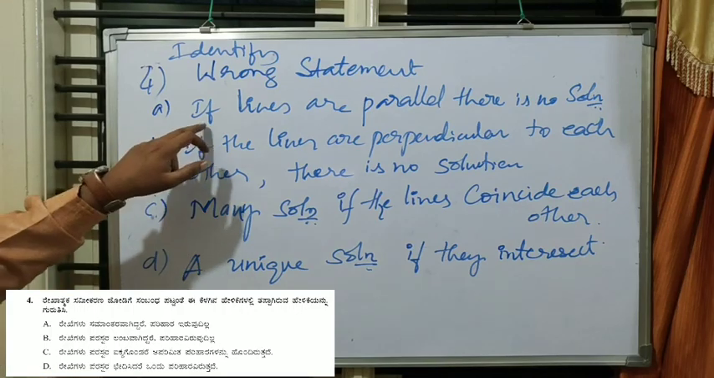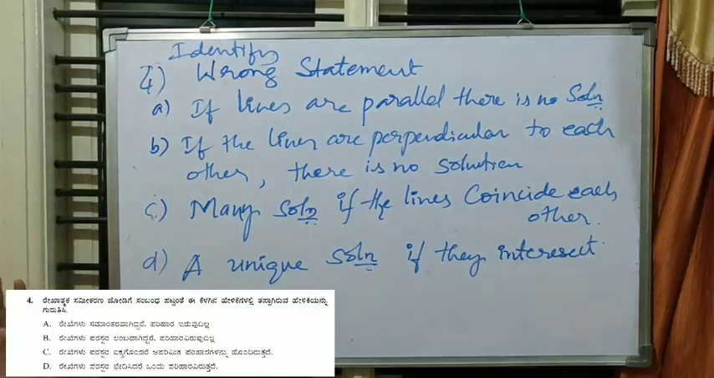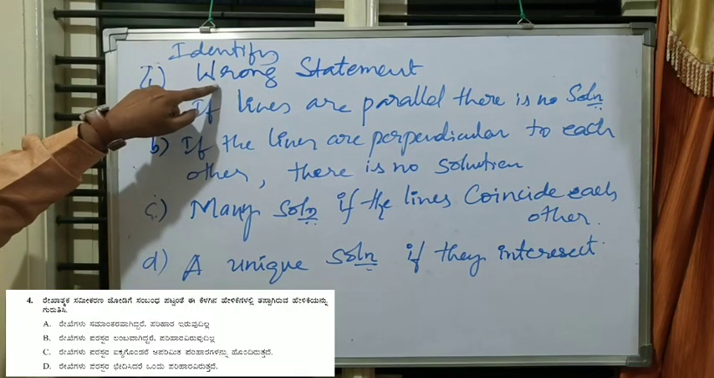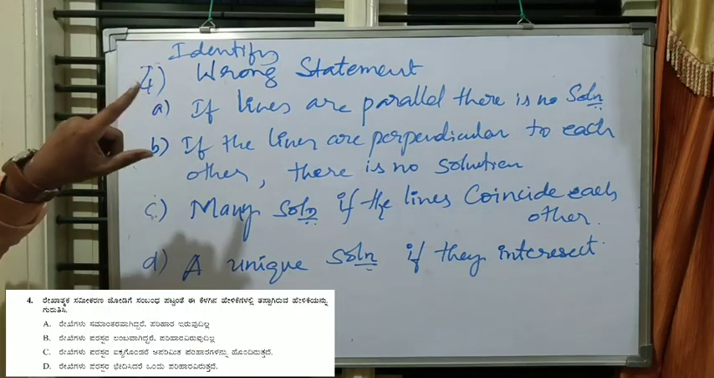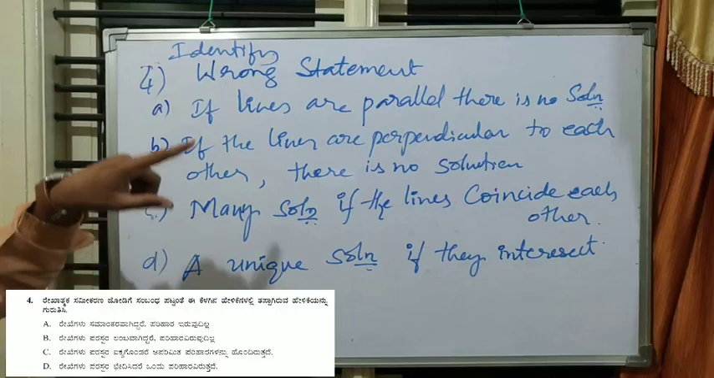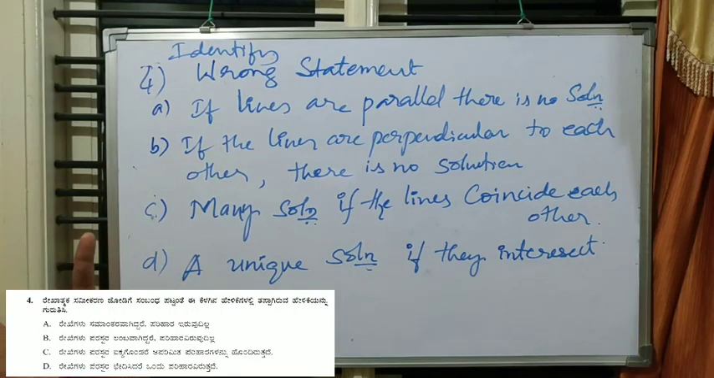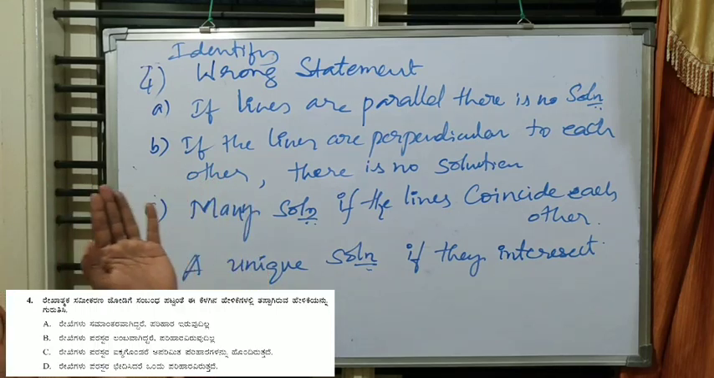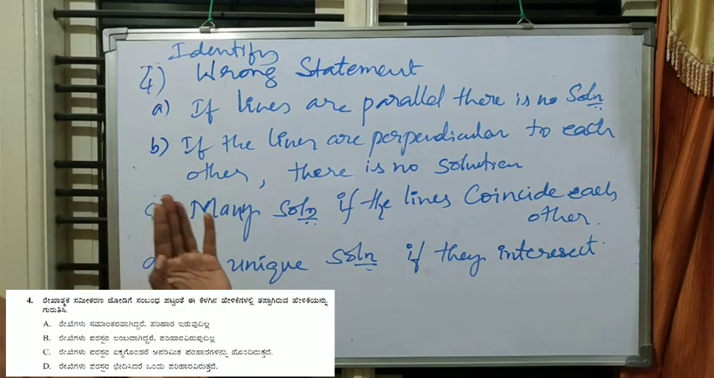If lines are parallel there is no solution. First of all you have to identify the wrong statement, not the right statement. Among these four, only one is a wrong statement and three statements are correct. Actually three statements are right. So you have to observe and comprehend the statements.